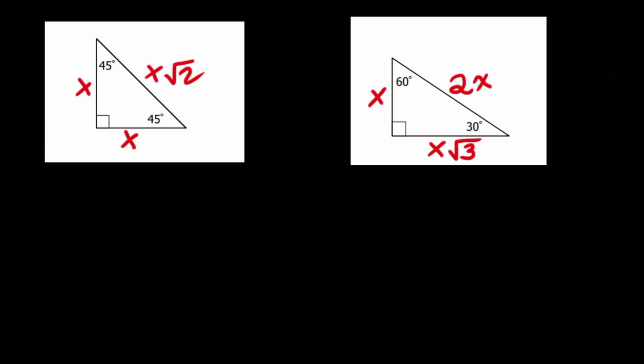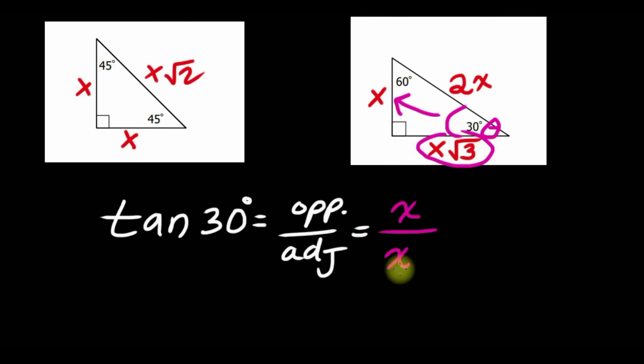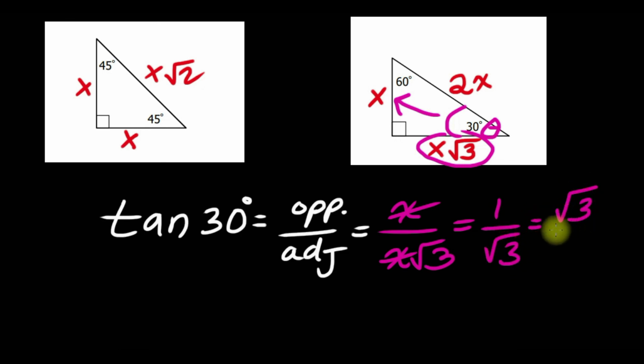So the next one we're going to look at is tangent of 30 degree. Again, tangent is opposite over adjacent. 30 degree is right there, so theta is here. So that means the x is the opposite side, and then this is the adjacent side. So you're going to have x over x square root of 3. Then you cancel out the x. You get 1 over square root of 3, which is the same as square root of 3 all over 3. Square root of 3 over 3 is the value for tangent of 30 degree.